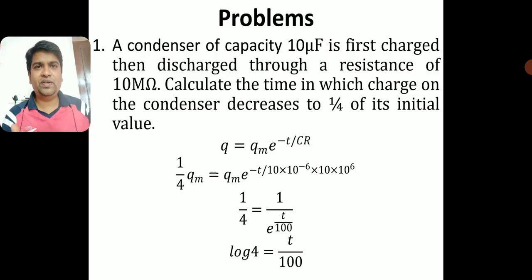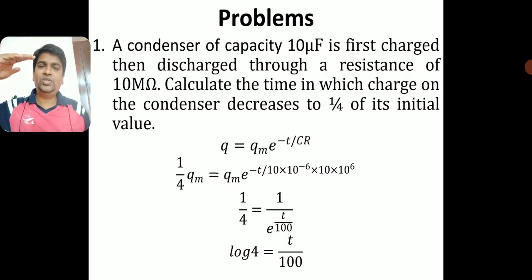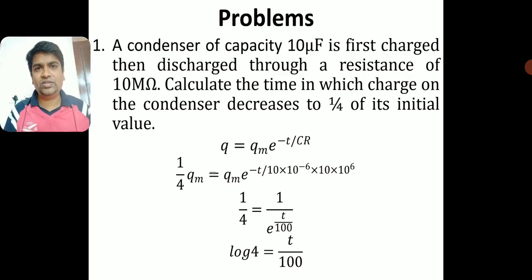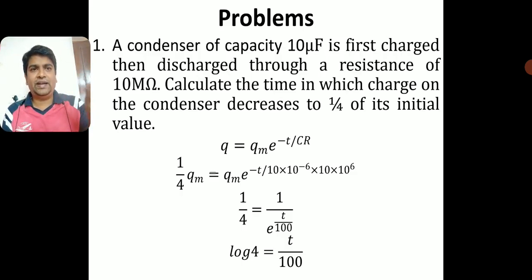So the one and only formula we have is Q is equal to Q naught e to the power of minus t by CR, where this Q naught, or Qm, is the maximum charge. I have represented this as Qm. Qm is the maximum charge, or I can say it is the initial charge. Initially during discharging, the charge on the capacitor is maximum. You can say it's a maximum charge, or you can say it is an initial charge. Now Q is the charge at any instant of time t.